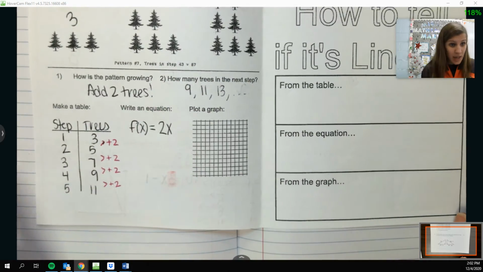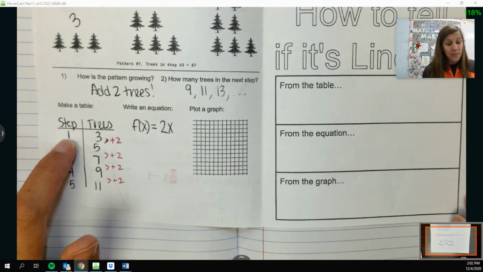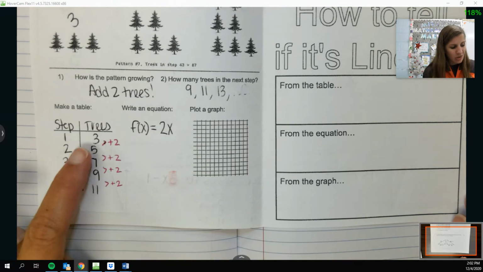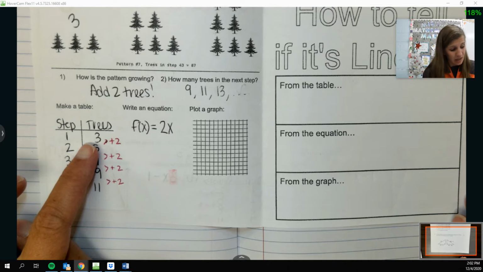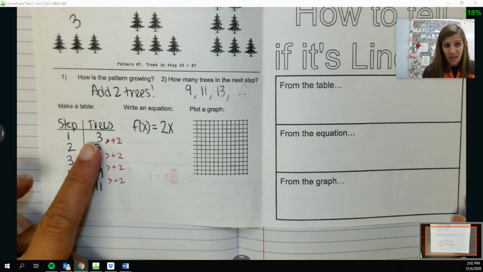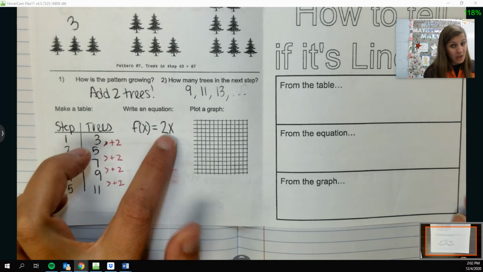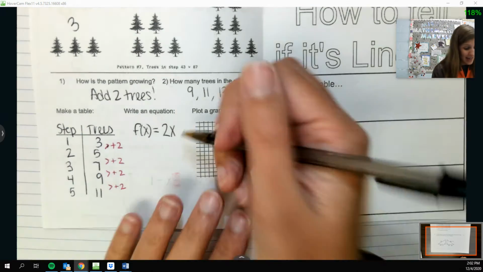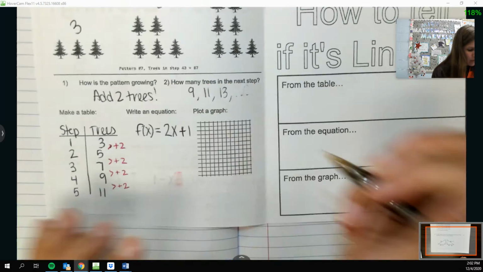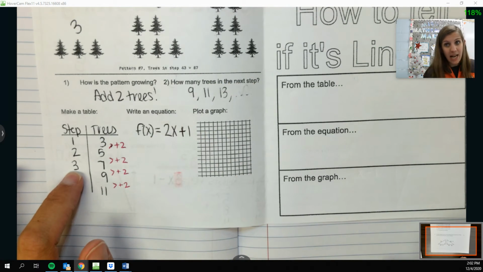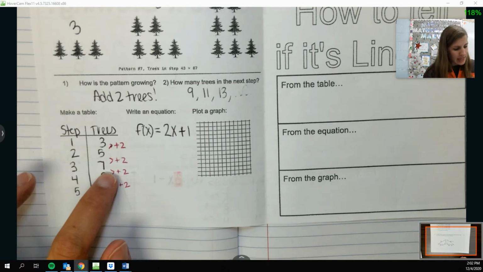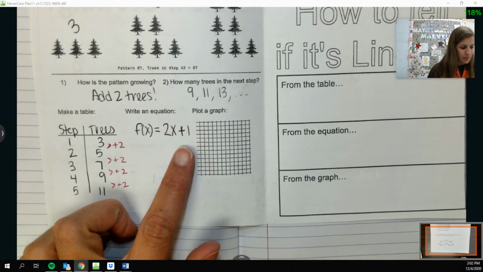So if we see if that works, like if I plug in the step, if I do 1 times 2, that's 2, so not the right amount of trees. It's 1 more. Maybe I need to add 1. If I try 2, 2 times 2 is 4, but I need 5. All right, so I think I got to add 1. And if I try one more time, I think this makes sense. If I do 2 times 3, that's 6, plus 1 will get me the 7 trees that I need.